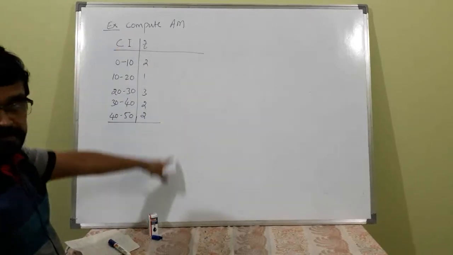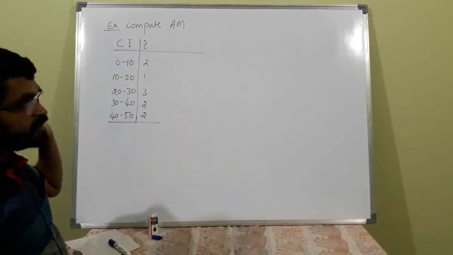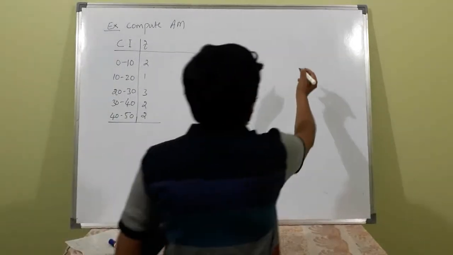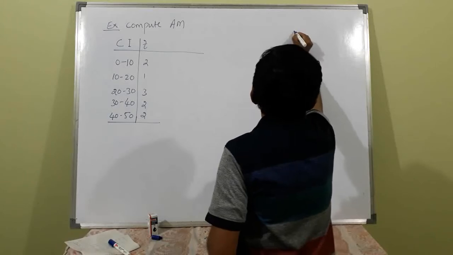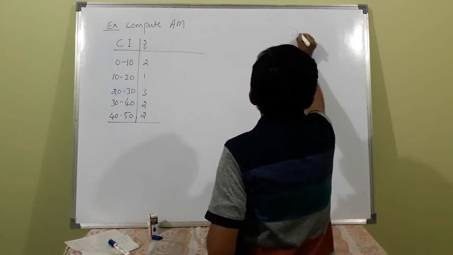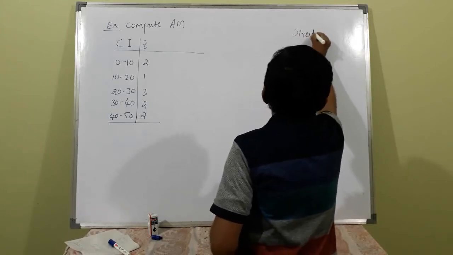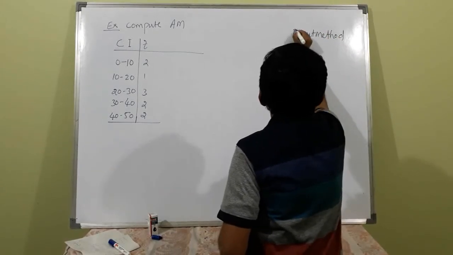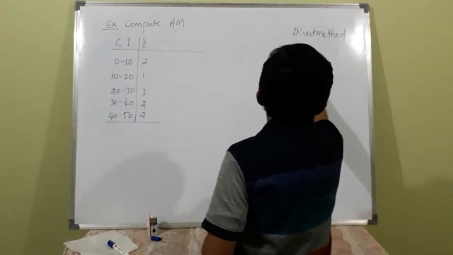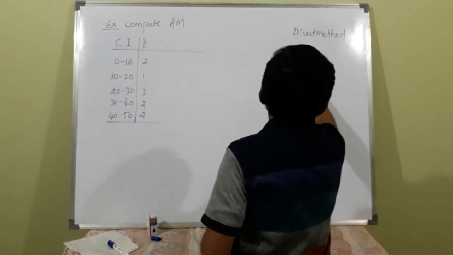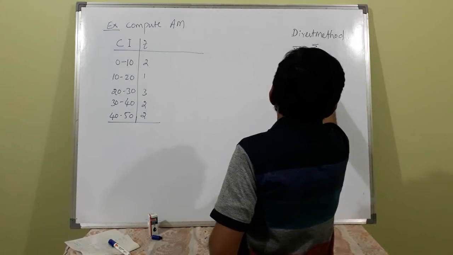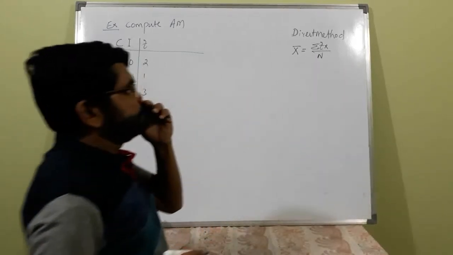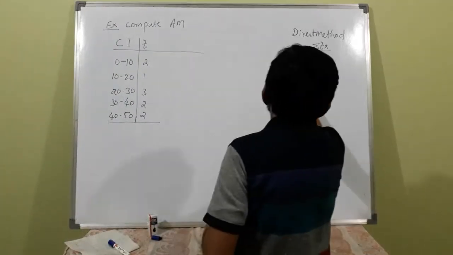Now, there are three methods of finding arithmetic mean. One is by direct method. By direct method, arithmetic mean is denoted by x bar, which is summation of fx divided by n. Then, by shortcut method.